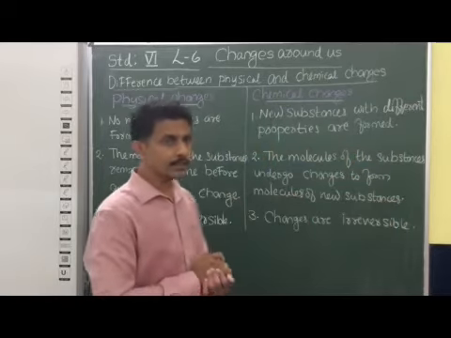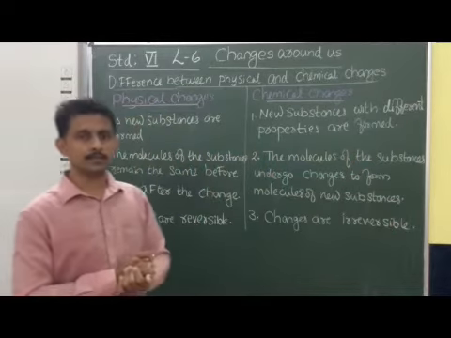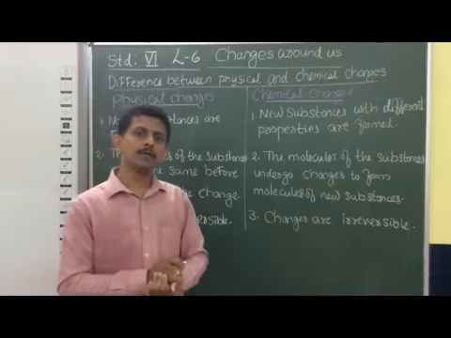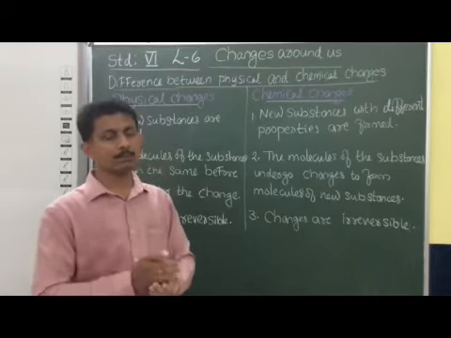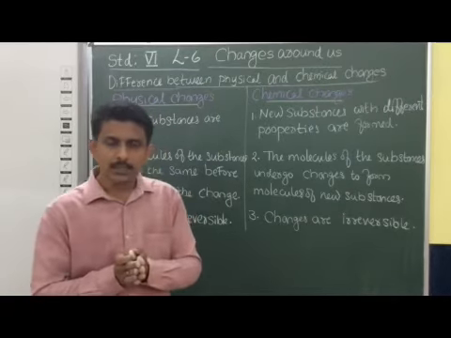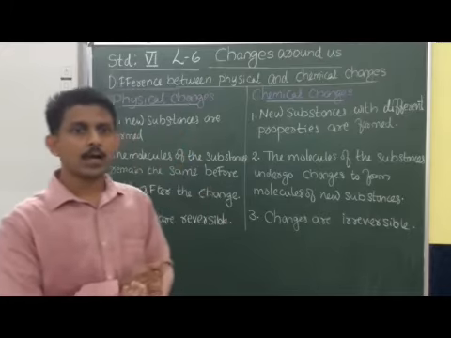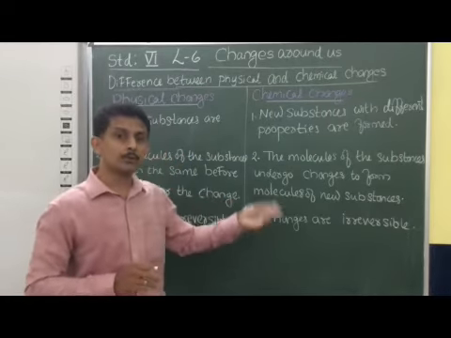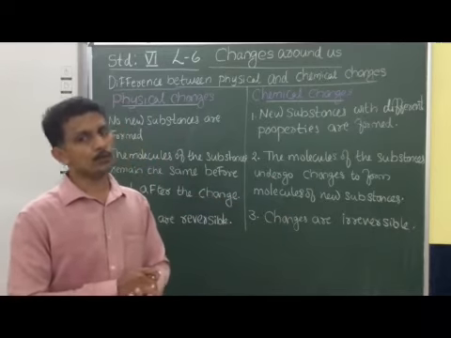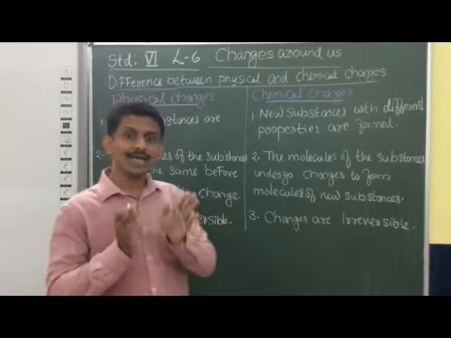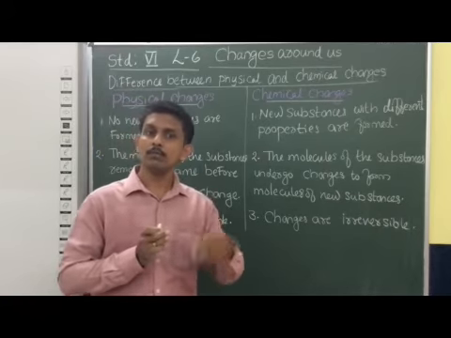Now, along with these chemical changes, chemical reactions are always taking place between the substances. Initially, the substances which are present are known as reactants, and the new substances which are produced are known as products. So in a chemical reaction, there are reactants. Reactants react together to form products.